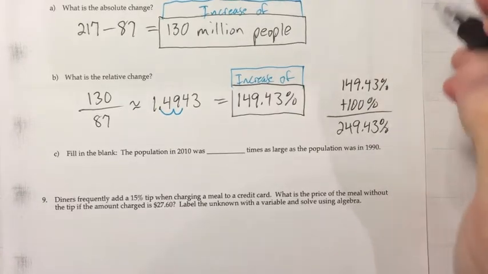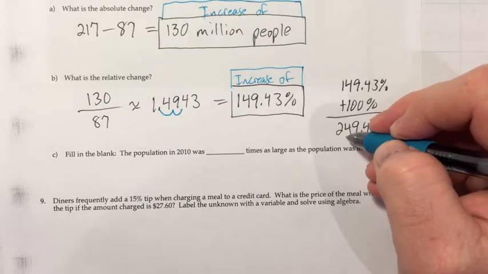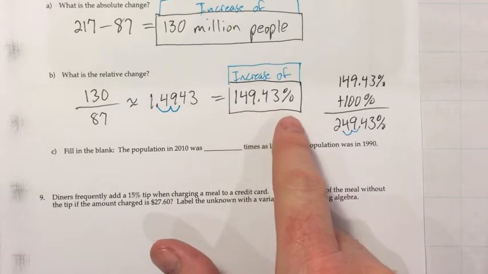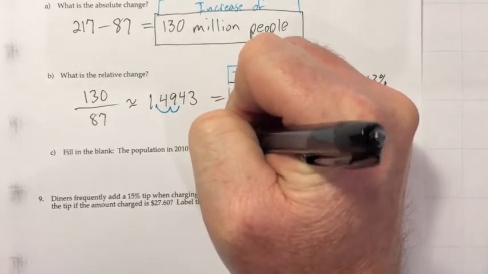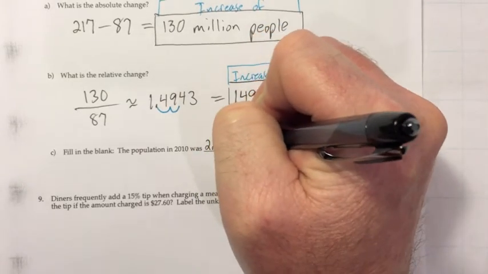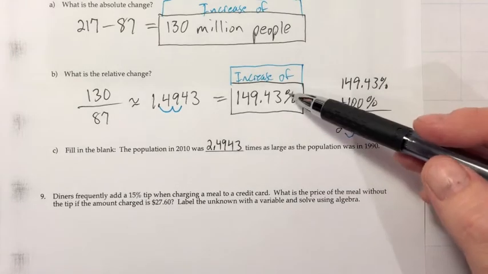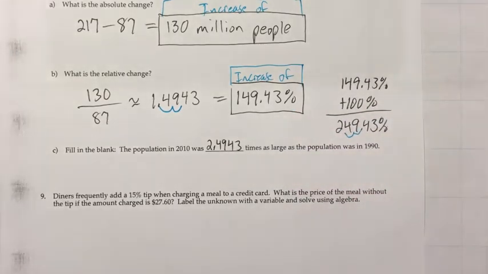So that takes us to 249.43%, and then we change that to a decimal by moving the decimal 2 spots to the left, and that gives us our multiplier. So 149.43% more than it used to be is the same as 2.4943 times as large as it used to be. So when you're going from how much of an increase you had to a multiplier, you have to remember to add the 100% in.